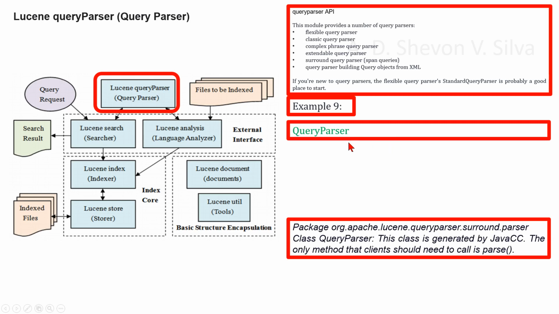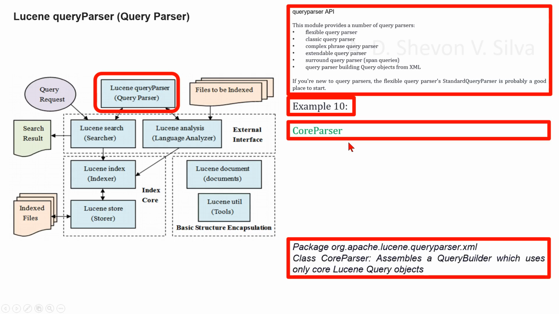Now we are considering class QueryParser in package Lucene.queryParser.surround.parser. This class is generated by JavaCC. The only method that a client should need to call is the parse method. Now we are considering class QueryParser in package Apache Lucene.queryParser.xml. It assembles a query builder which uses only core Lucene query objects.